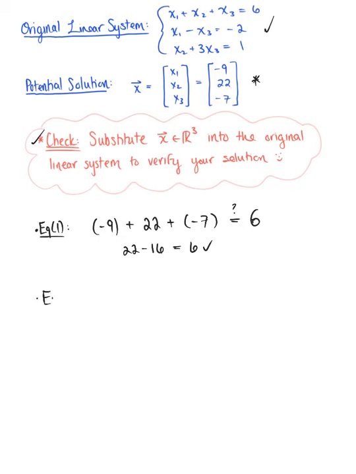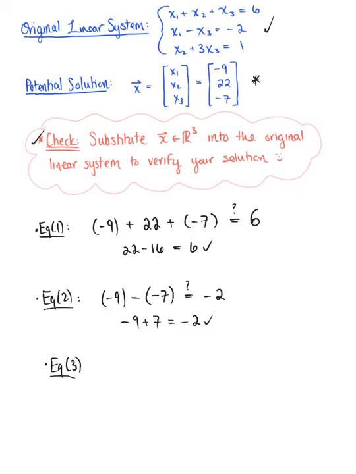Equation 2. Let's see, we have negative 9 minus a negative 7. And we want to know, is this equal to negative 2? I don't know. Let's find out. So we got negative 9 plus 7, which equals negative 2. Woohoo! Last but not least, equation 3.